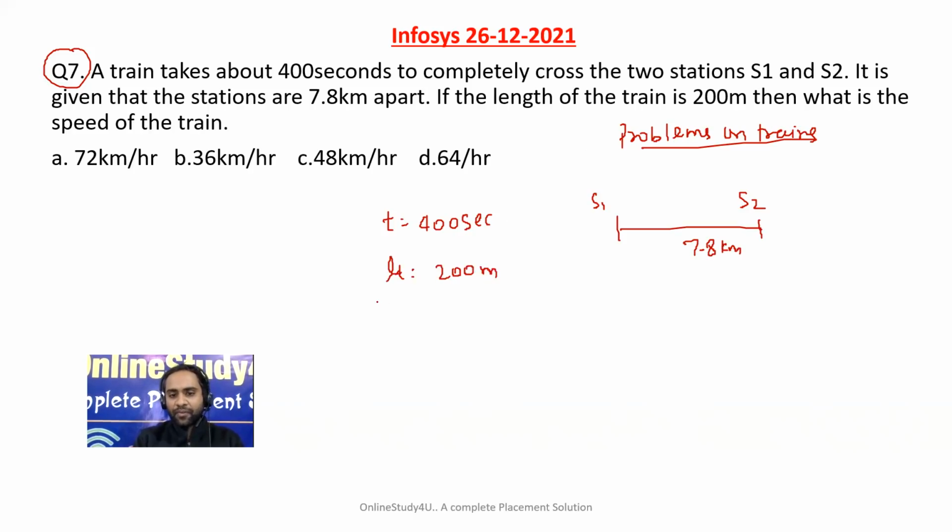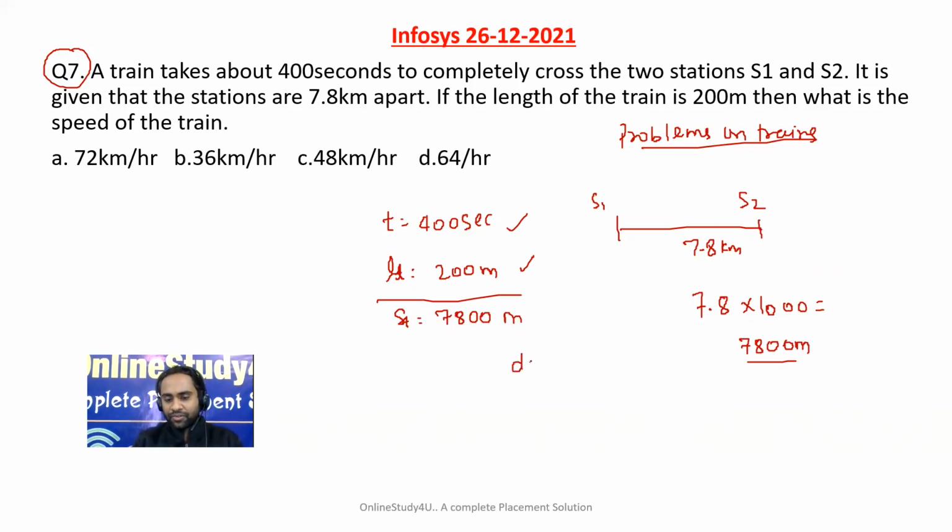So friends, in this kind of question, the first thing we do is make the units the same. The distance between the stations is given as 7.8 kilometers, so we will convert it into meters. In 1 kilometer there are 1000 meters. We are converting because the time is in seconds and the length of the train is in meters. So it becomes 7800 meters.